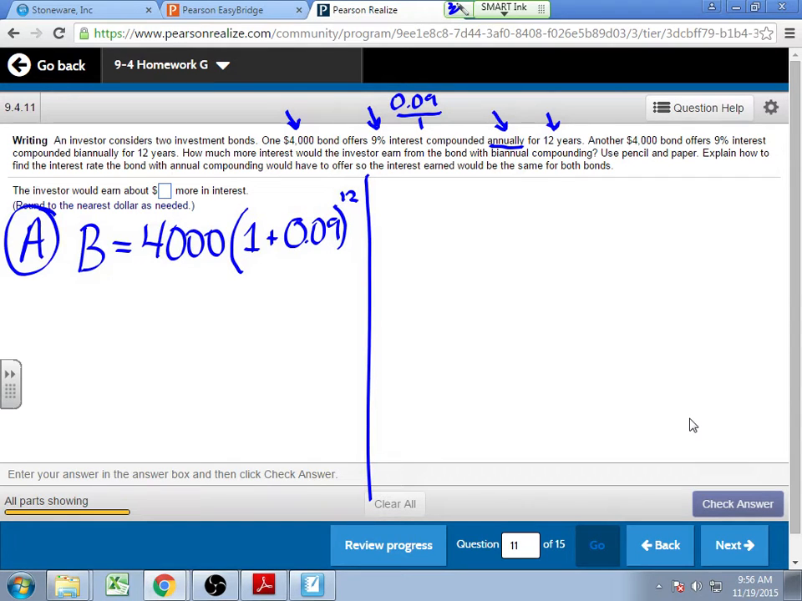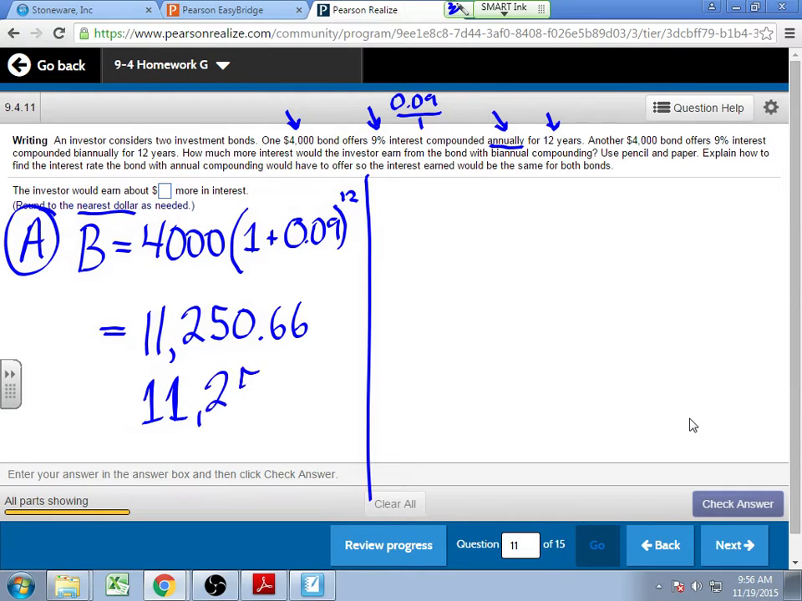So we take my 1.09, raise it to the 12th power, then multiply by 4,000, and we get the final account balance, which, guys, they've left the money here for 12 years. That's a long time. $11,250.66, but we would round to the nearest dollar, so that would really be $11,251. That was the easier one, because it was compounded annually, straightforward, plug it in, make it happen.